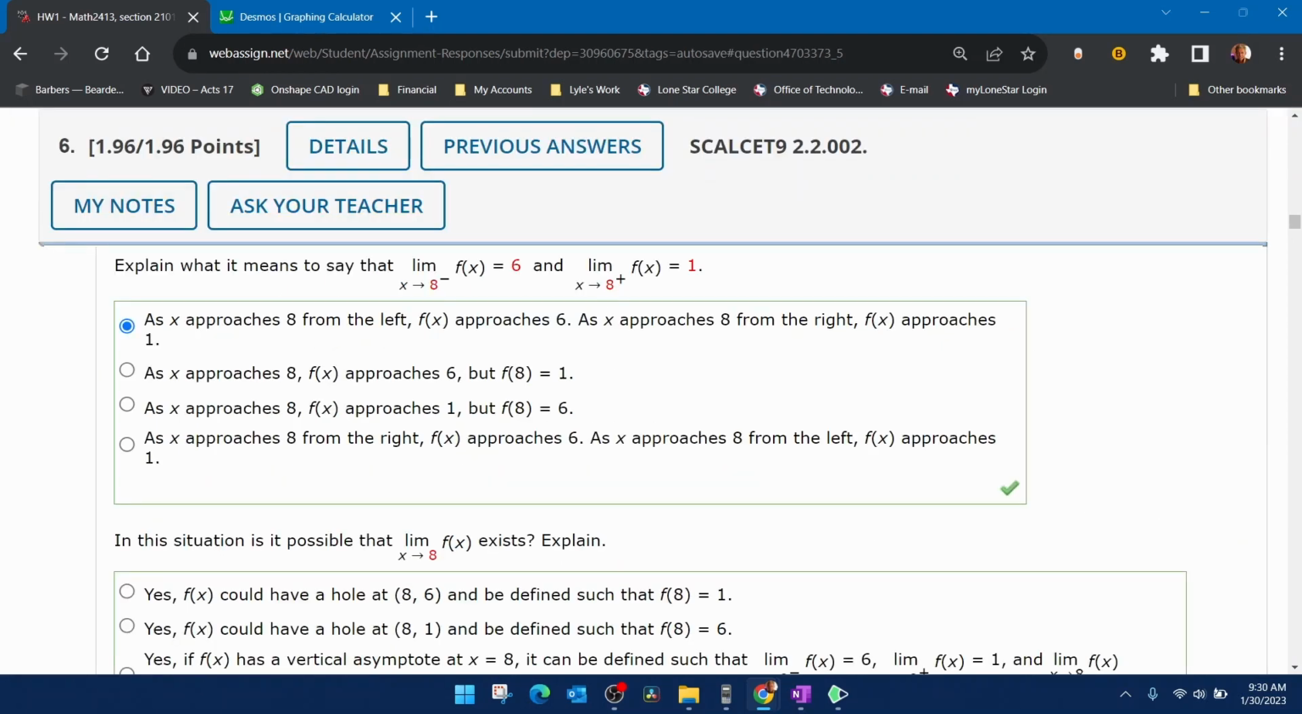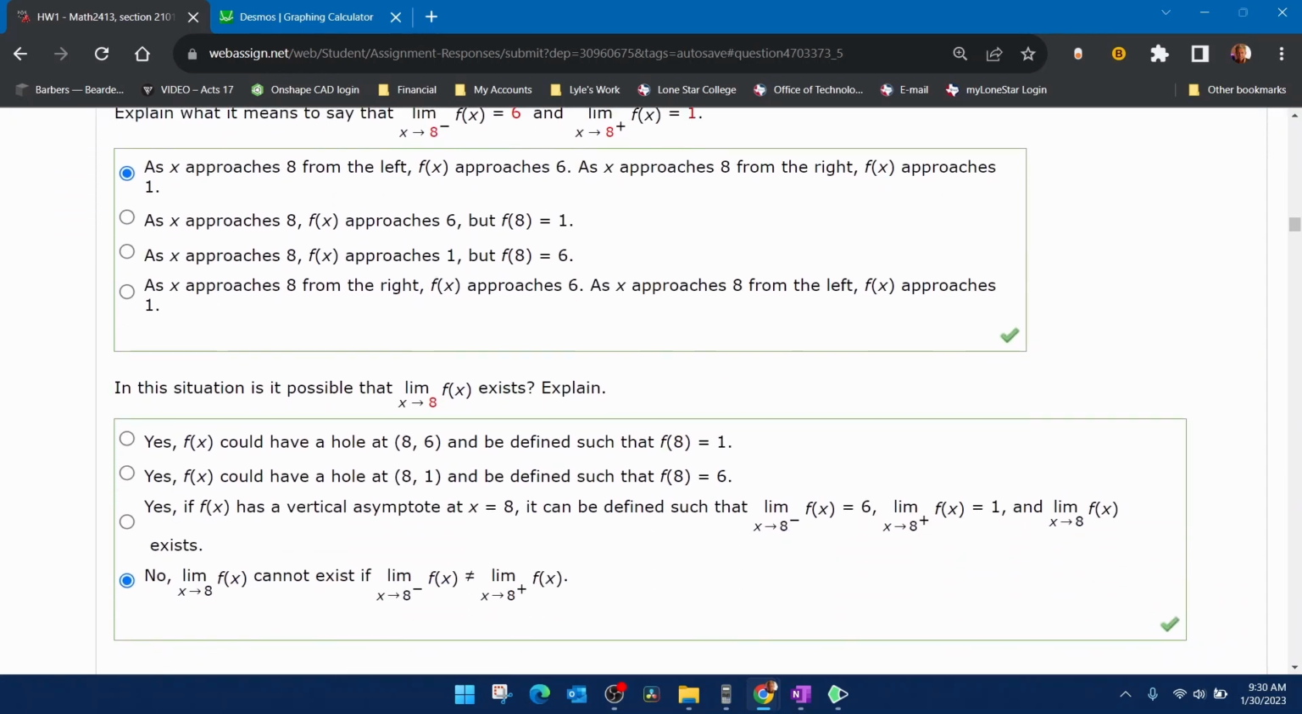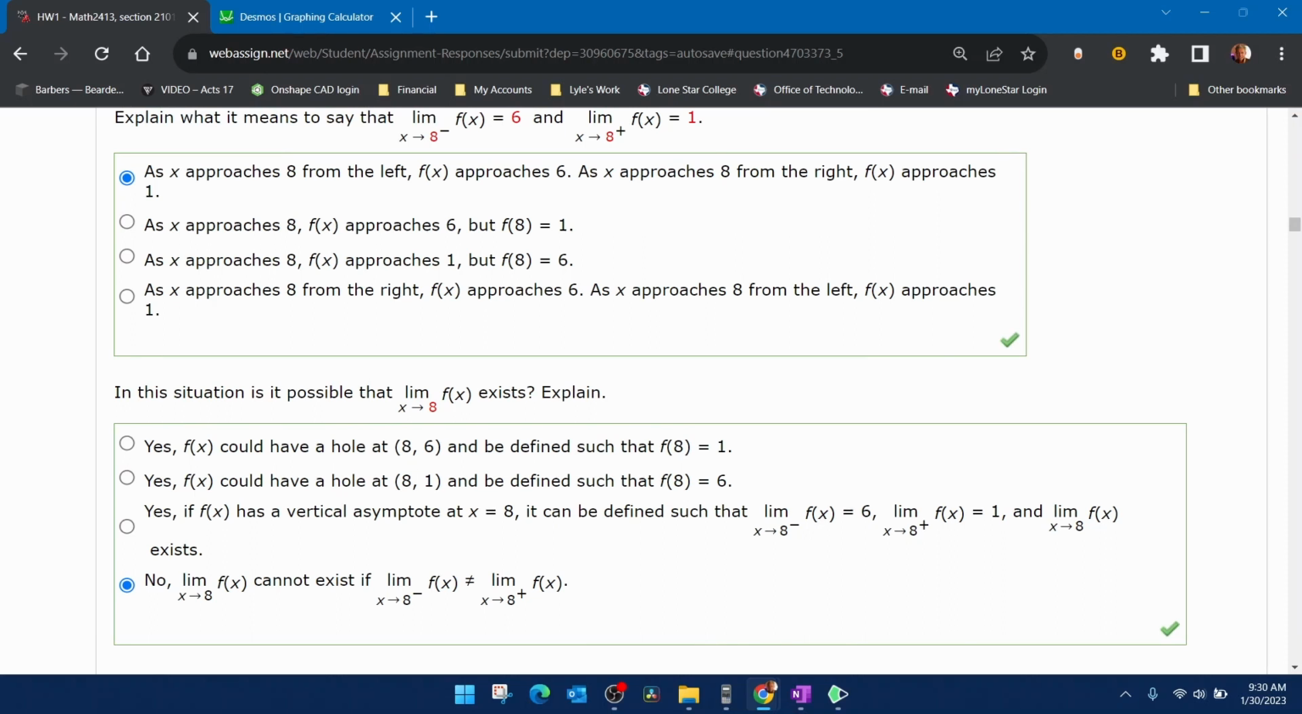And once we get the verification that we got the right answers for both parts, we're done with the problem.